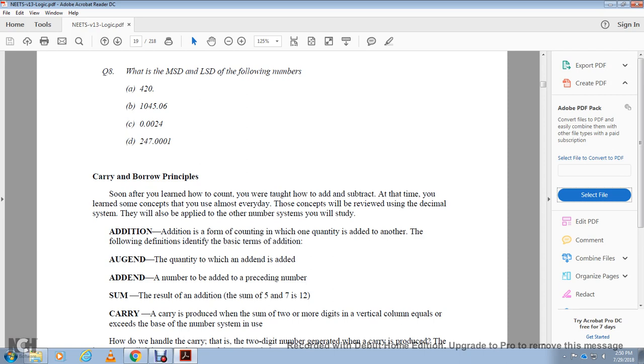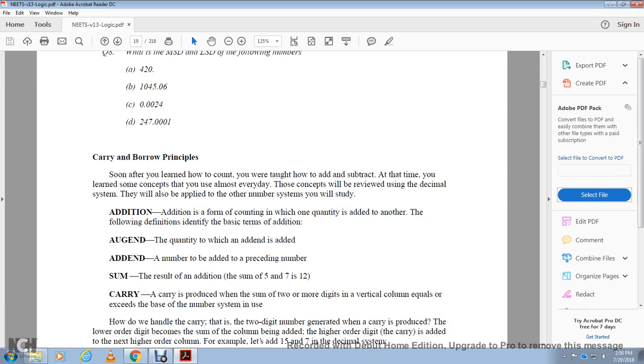Addend is the quantity which is added. Augend is the number to be added to. Sum is the result of the addition; the sum of 5 and 7 is 12. The carry is produced when the sum of two or more digits of a vertical column equals or exceeds the base number of the system.